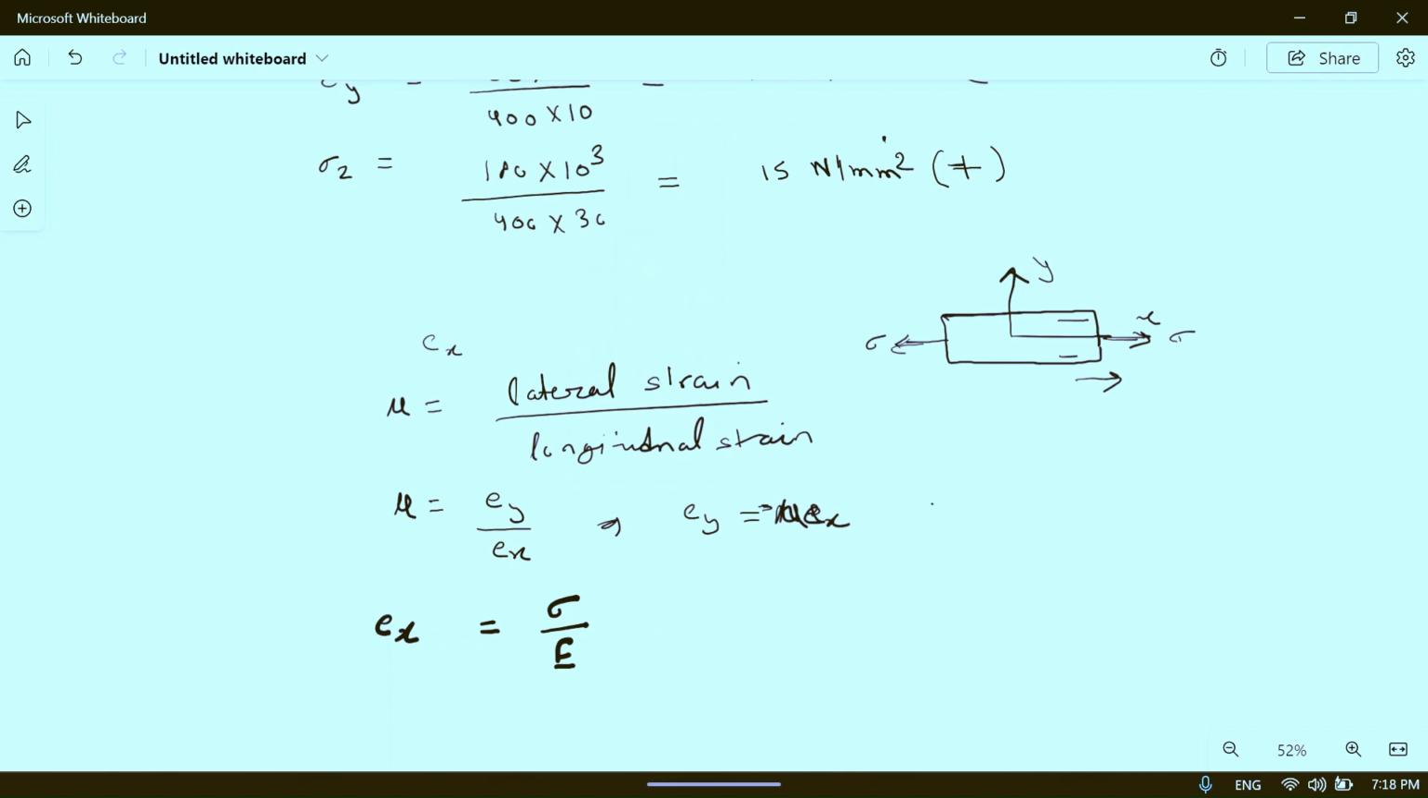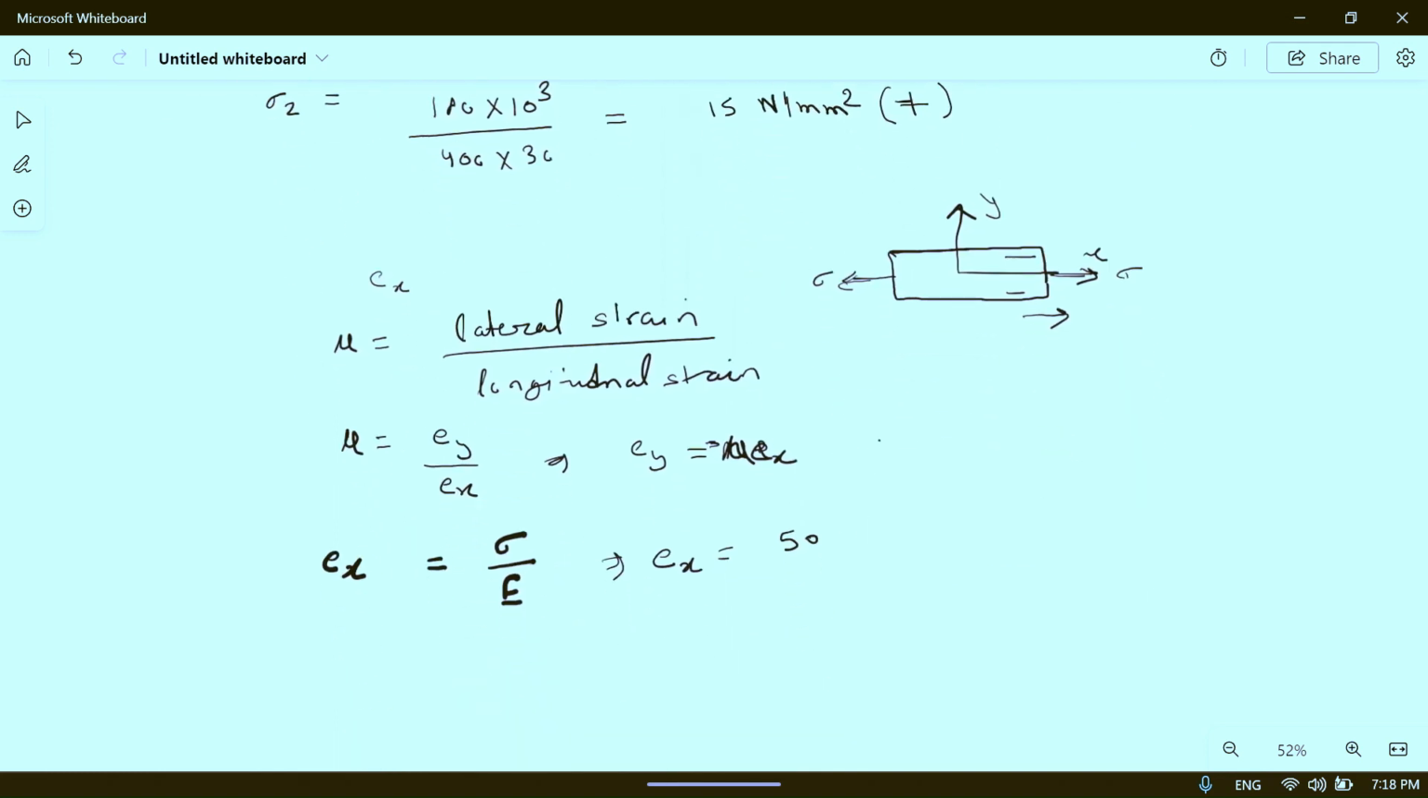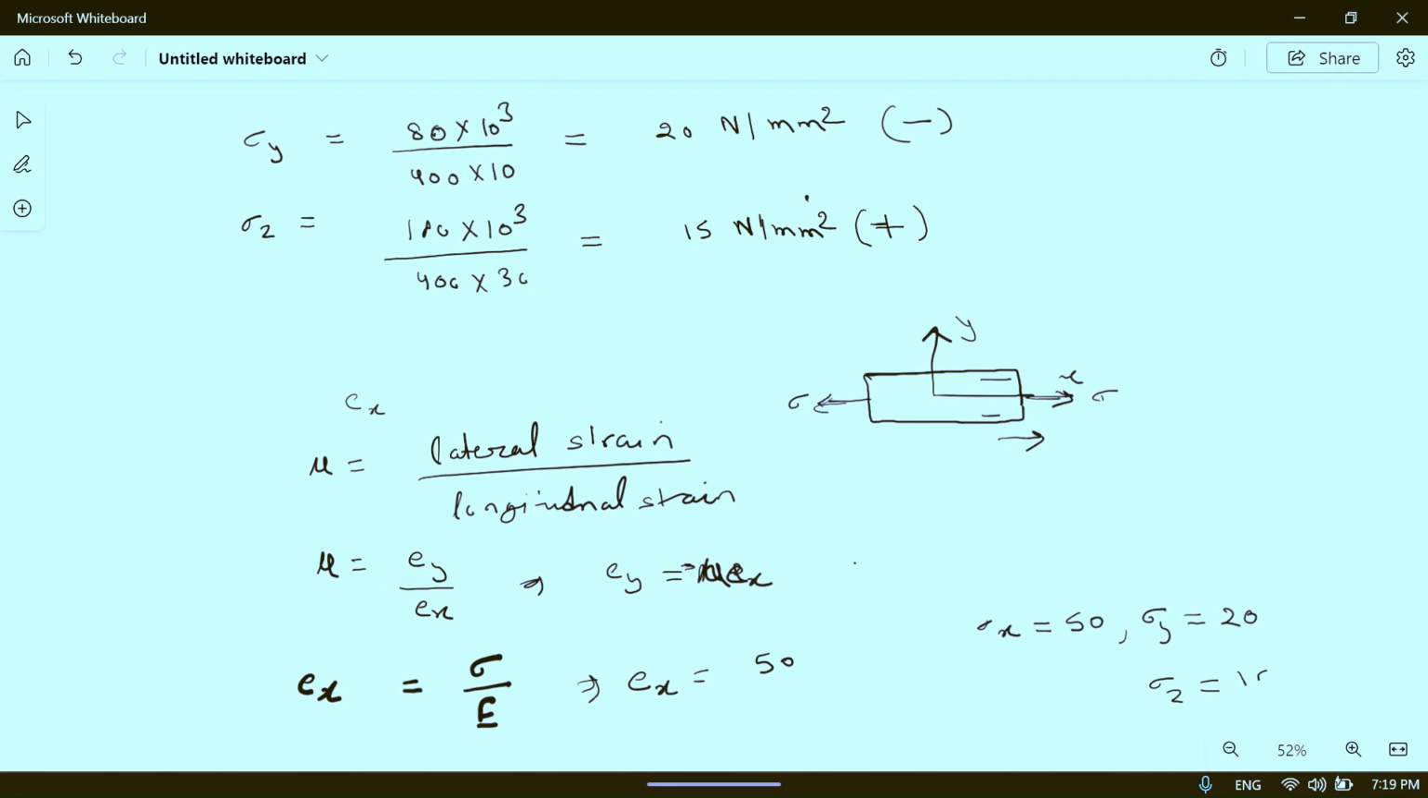So Ex will be, in x direction the stress is 50. We have already calculated it. Sigma x is 50, sigma y is 20. We will write here again: sigma x is equal to 50, sigma y is equal to 20, sigma z is equal to 15, and this is minus.